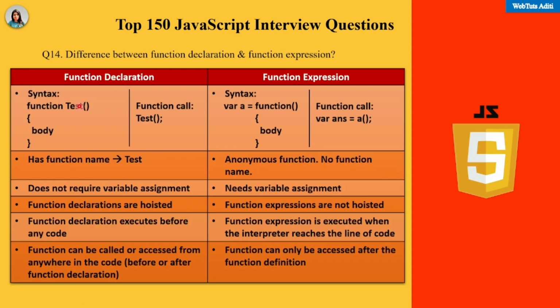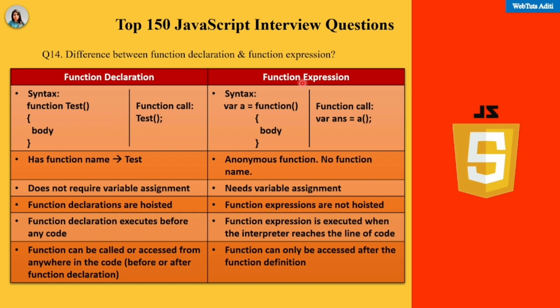So the next question is, difference between function declaration and function expression. So the function declaration syntax is like this. We write the function keyword and then the function name, then the parameters and the body. Okay, and then the function is called over here like this, test and then opening and closing brackets.